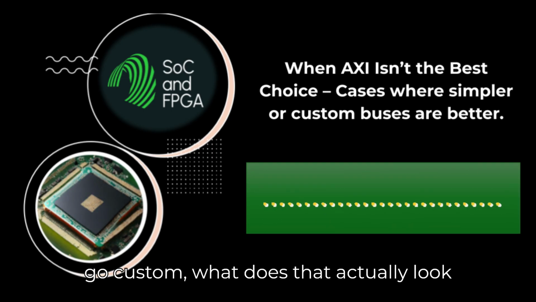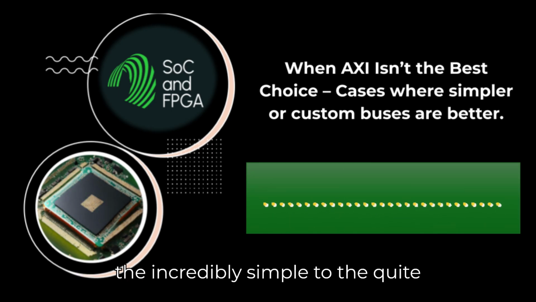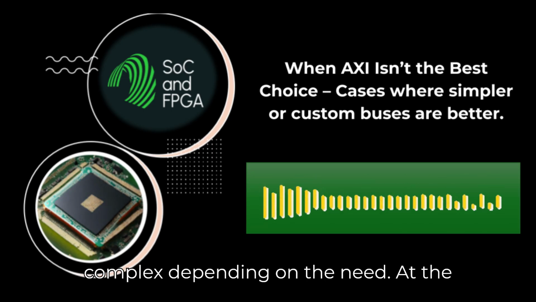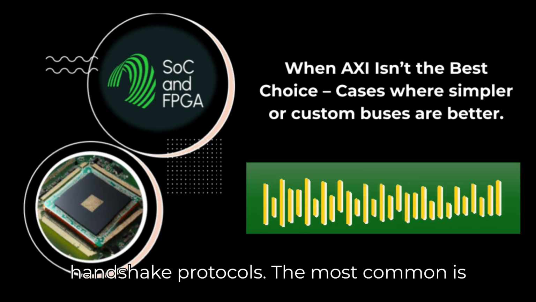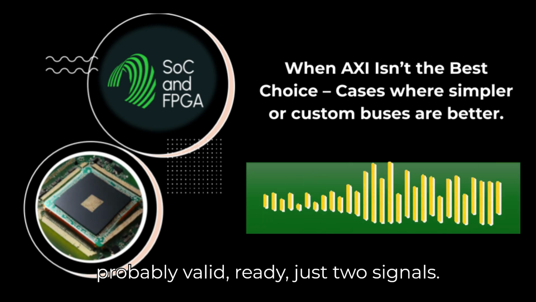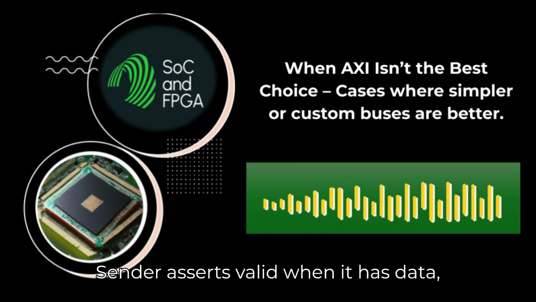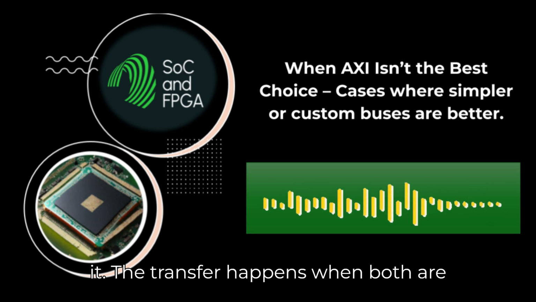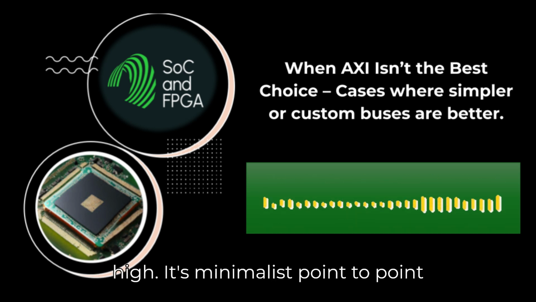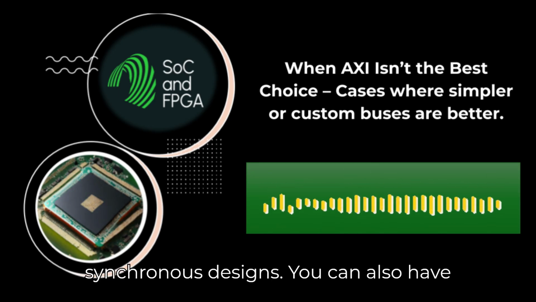Okay, so if you go custom, what does that actually look like? What are the options? They range from the incredibly simple to the quite complex, depending on the need. At the most basic level, you have simple handshake protocols. The most common is probably valid ready, just two signals. Sender asserts valid when it has data, receiver asserts ready when it can accept it. The transfer happens when both are high. It's minimalist point-to-point communication, very common inside synchronous designs.